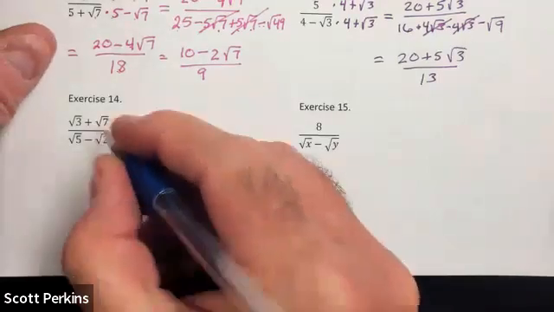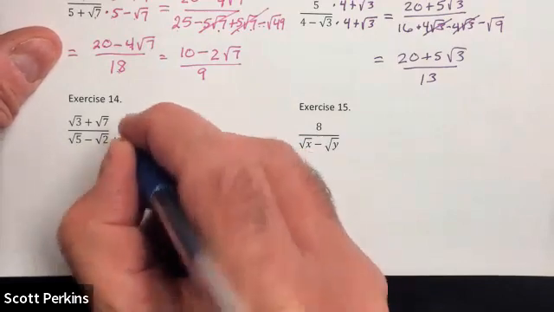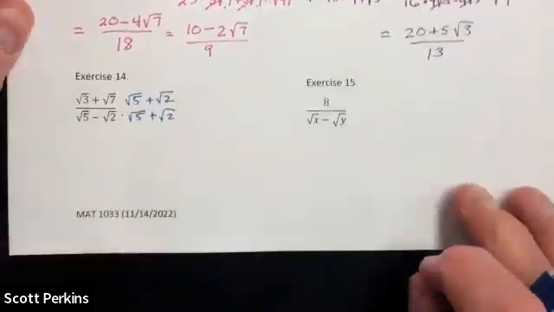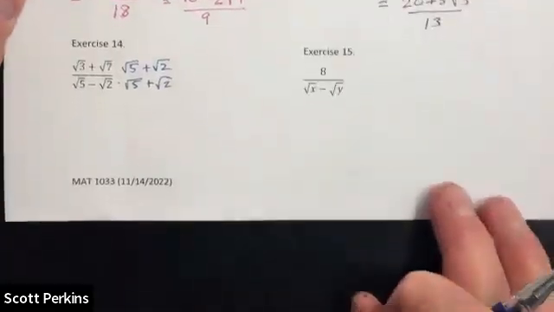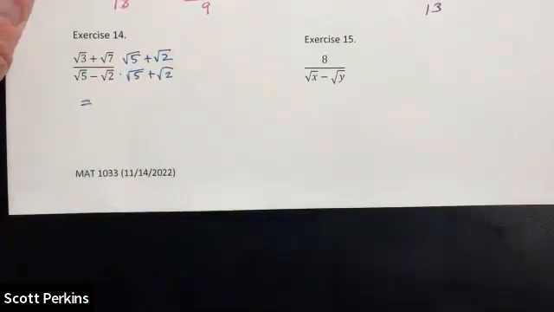Okay, so my conjugate, I think you all have written down square root of 5 plus the square root of 2. Just got to change that sign in the middle. And then I've got foiling to do. I've got foiling in the top and in the bottom.